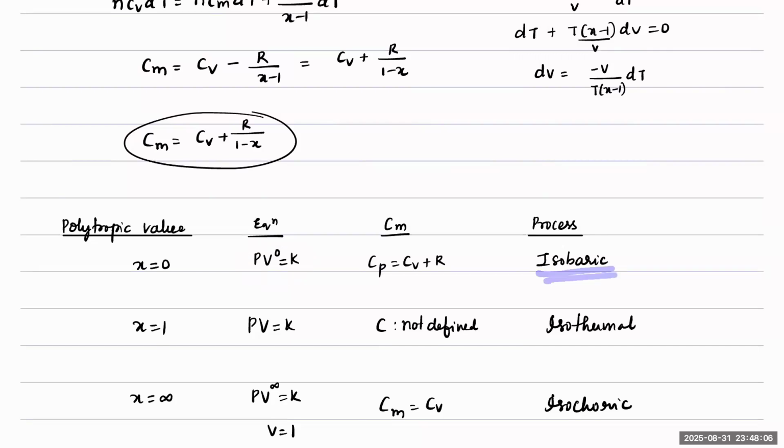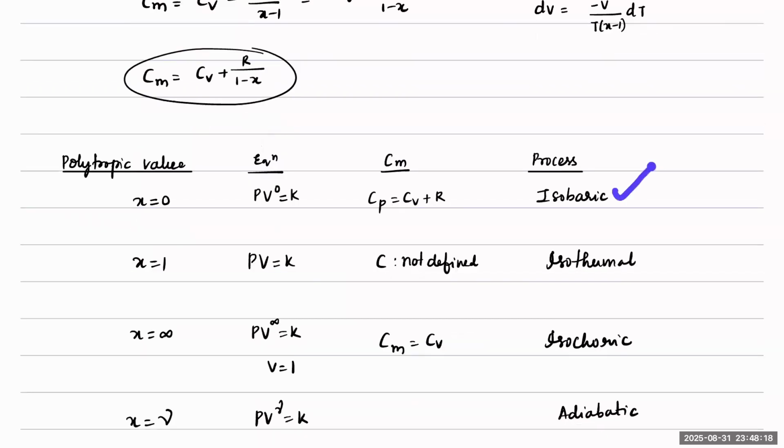And the Cm will become Cp, and Cp is equal to Cv plus R. And this we have already proven earlier, isn't it? So that suggests that it is a polytropic process. I mean, polytropic process is a generalized process for different values of x. So for one value, we are able to prove it correctly, that for x is equal to 0, we get isobaric process. If we put x is equal to 1, then it will be 1 minus 1.